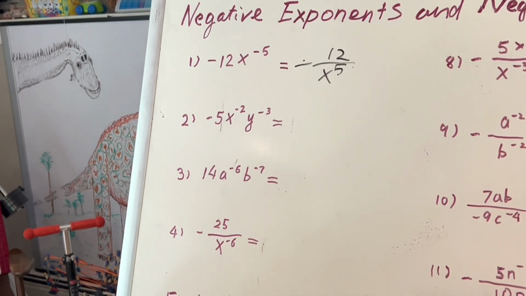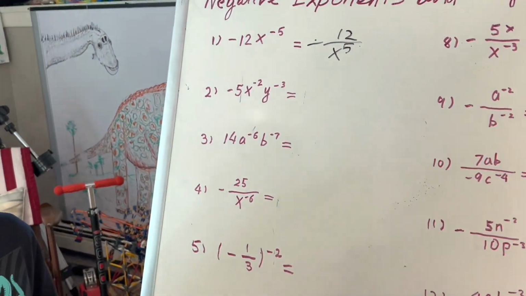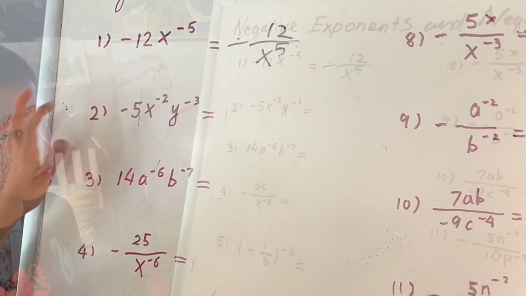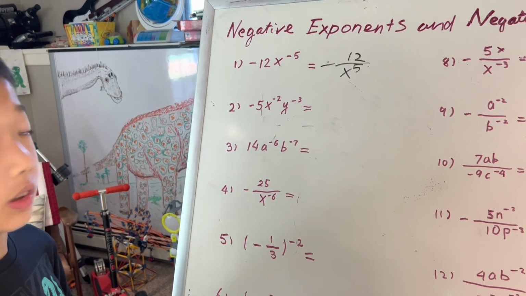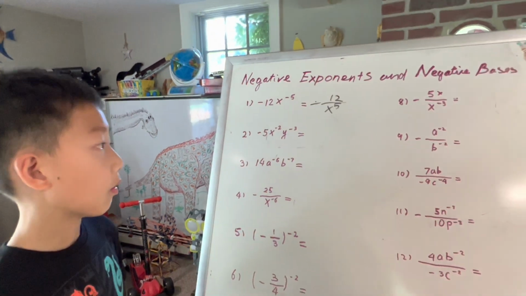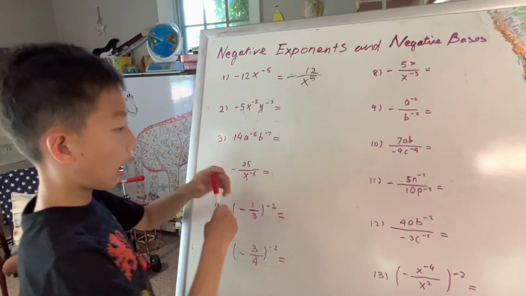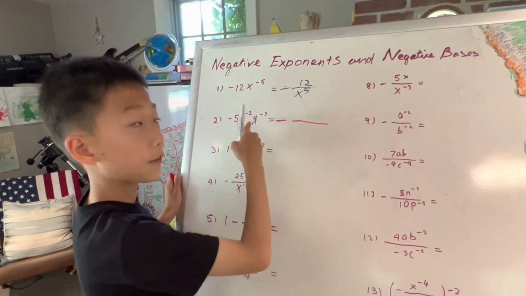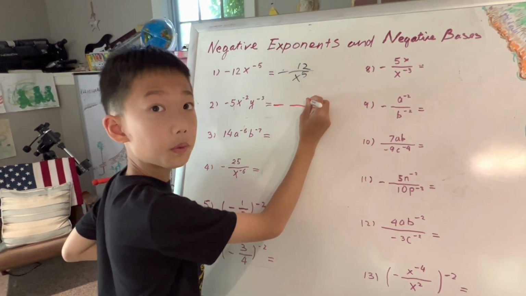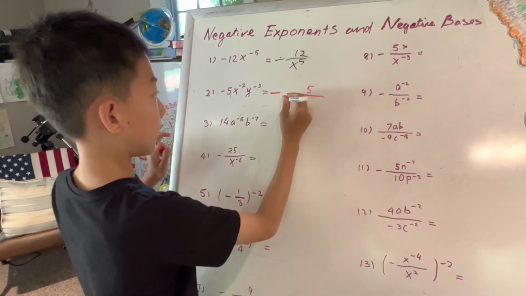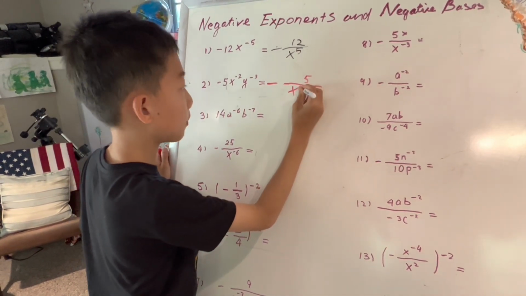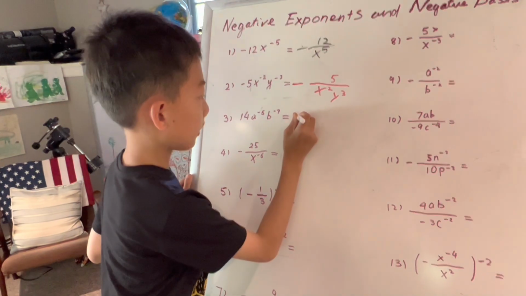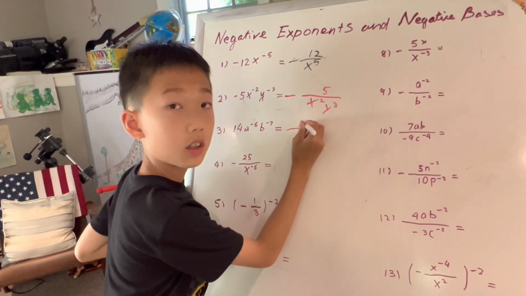Next, number 2, negative 5x to the negative 2 squared, y to the negative cubed. So I'm going to keep the negative sign, then stretch out the fraction. 5 goes on the top. That's the number. And since these are both negative, I'm going to keep both of them down, y squared, y cubed. I'm going to stretch this out. 14 on top.